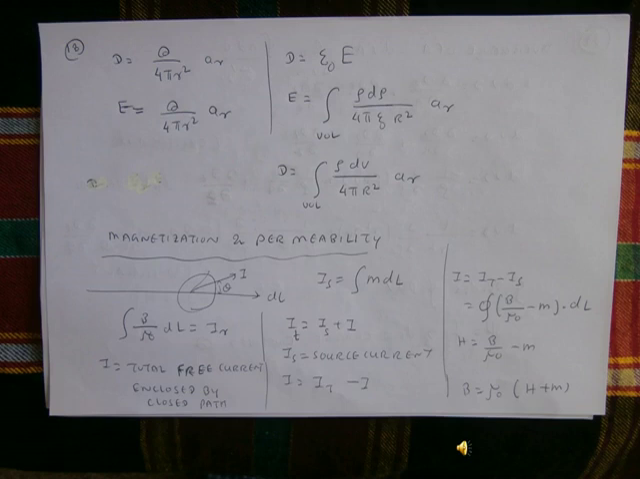So I is a source current, ID is a total current, so I is a current at any value, so I equals ID minus IS. So I is equal to ID minus IS, that will be the curve integral of B by mu 0 minus M dl.